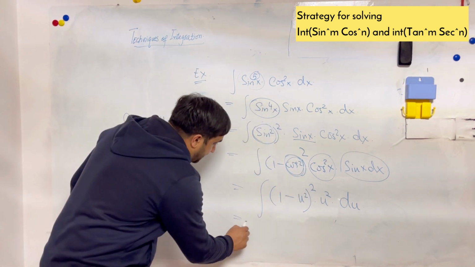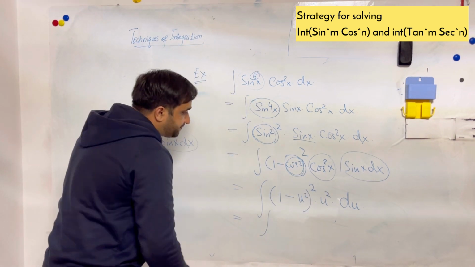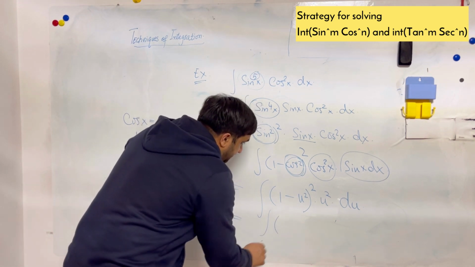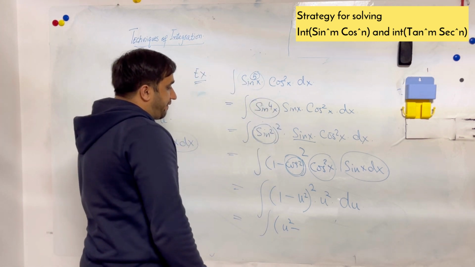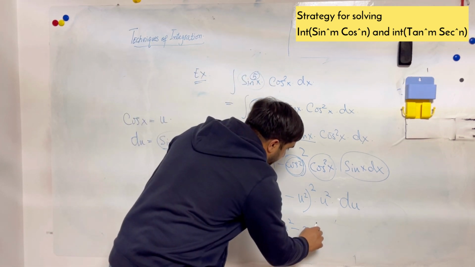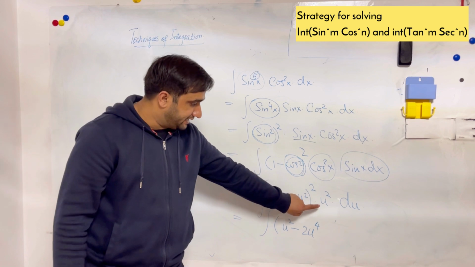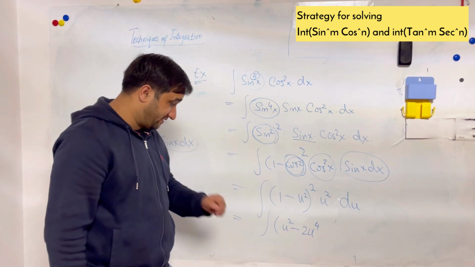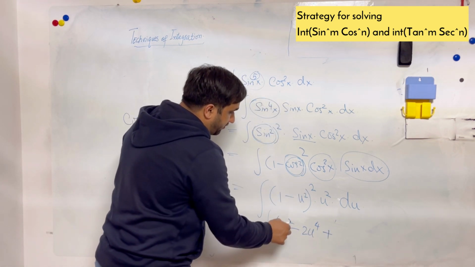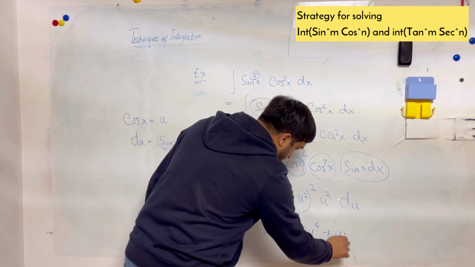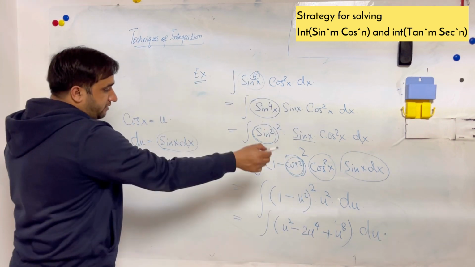Everything is in u. Now I can open the square formula and then multiply them together. So it will become u square minus 2u to the power 4, I am directly multiplying. First I have opened the square formula and then I am multiplying it with u square. So I am writing the terms directly. And plus u to the power 6 and maybe u raised to the power 8, into du. Now it is very simple.